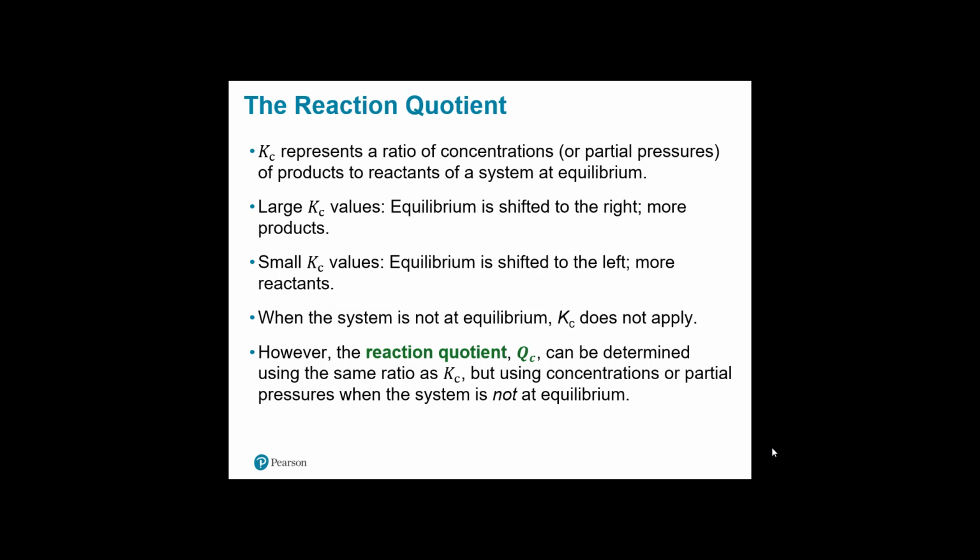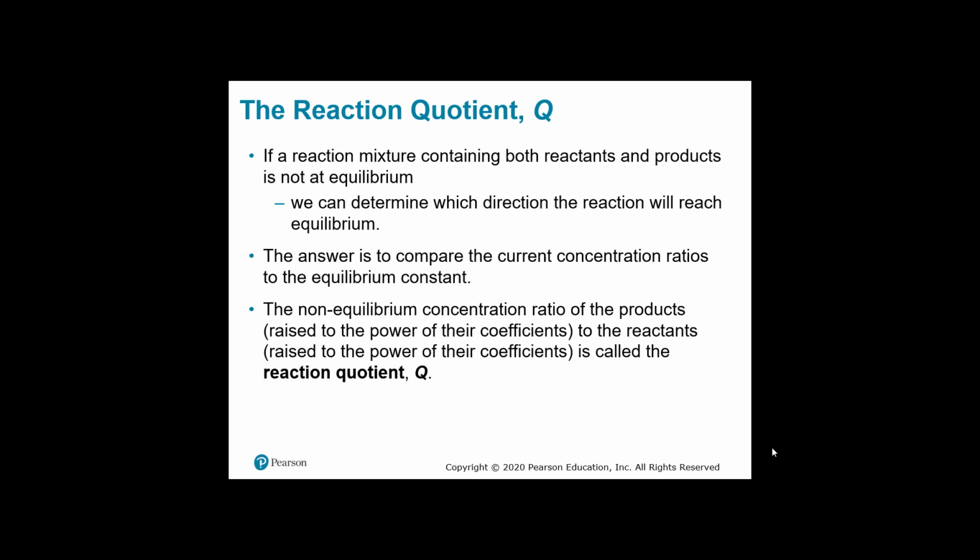This is a good thing if you're trying to keep an eye on a reaction. You can use Qc to see if the reaction is really at equilibrium, and if it's not, it gives you an idea of where it's at. This is helpful when the reaction is really slow getting to equilibrium or to the products. So the reaction quotient applies to a reaction mixture containing reactants and products that is specifically not at equilibrium, but we can determine which direction the reaction will go to reach equilibrium.